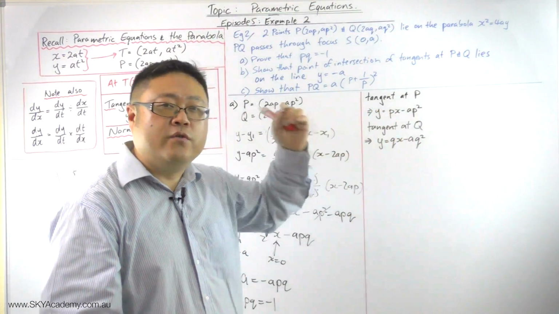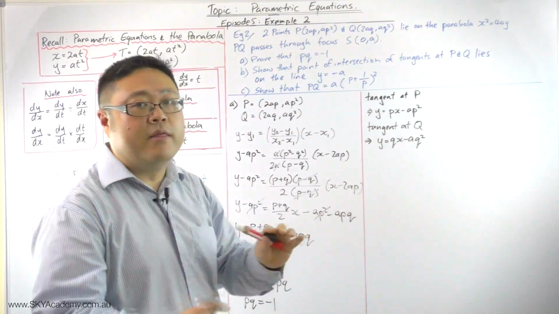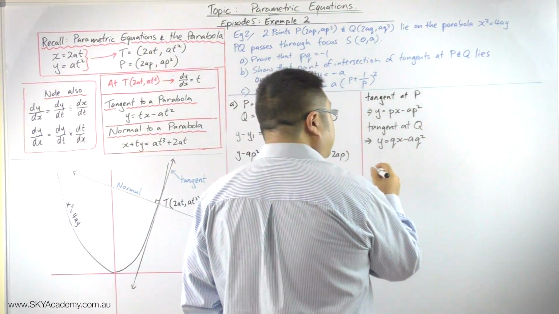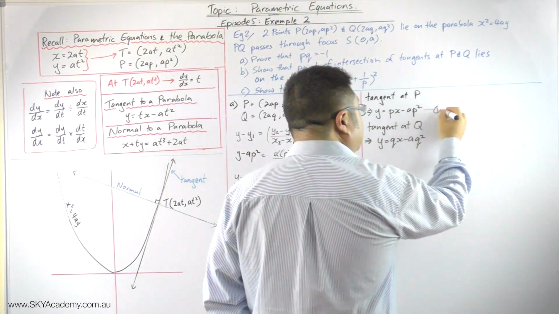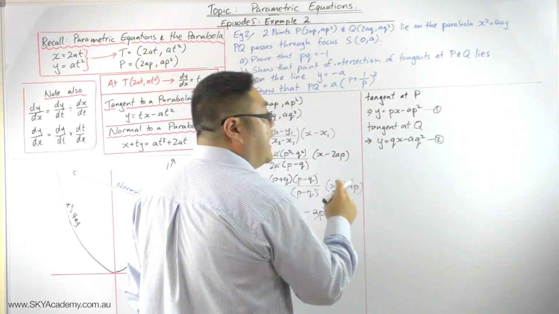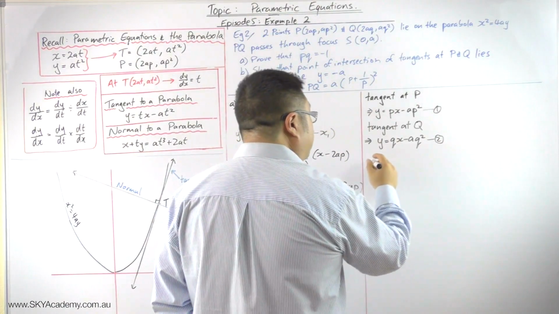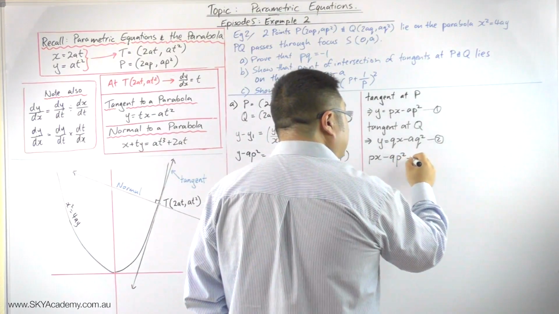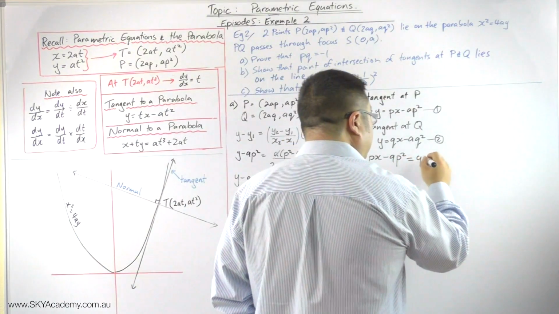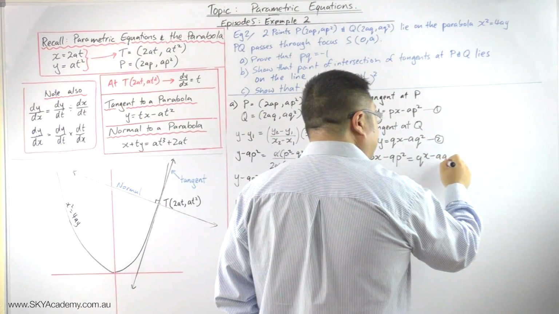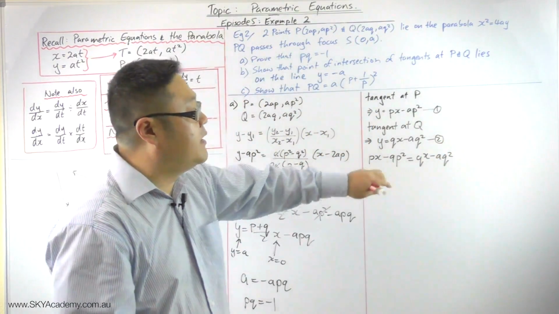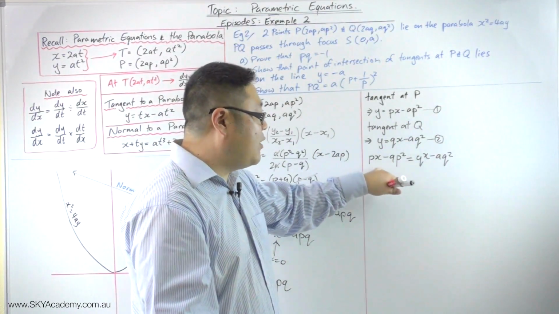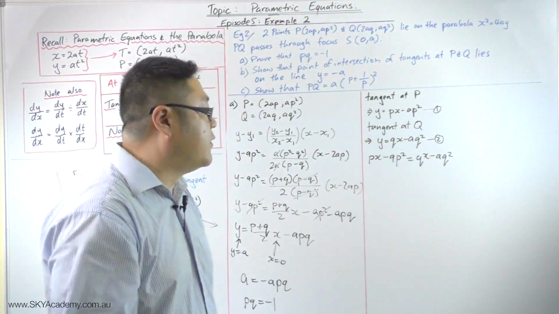Now, what we're trying to do from here is work out the point of intersection. The point of intersection will be basically where they're equal to each other. So we can call that equation 1, call that equation 2, and we can solve it. So we've got px - ap² equal to qx - aq², and basically what we've done is equated equation 1 and equation 2. Now all we need to do from here is just solve for x.